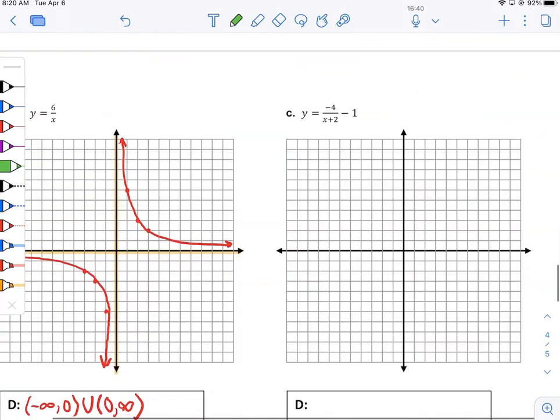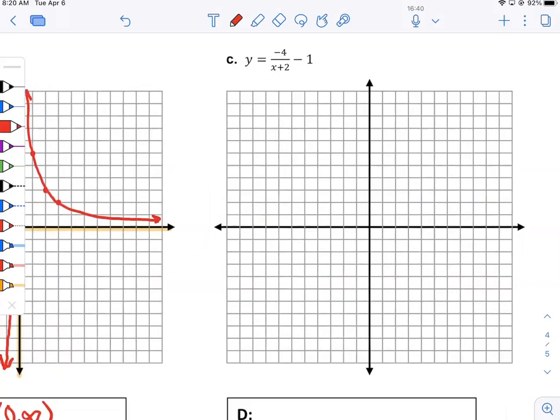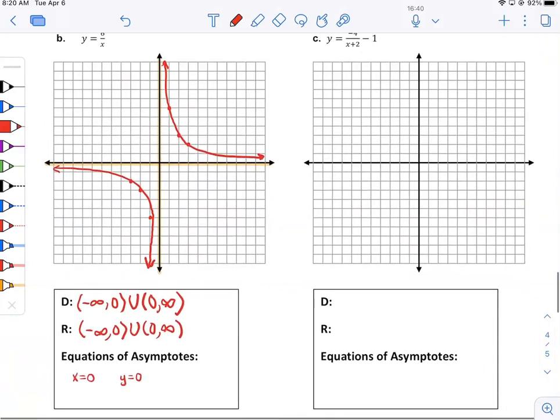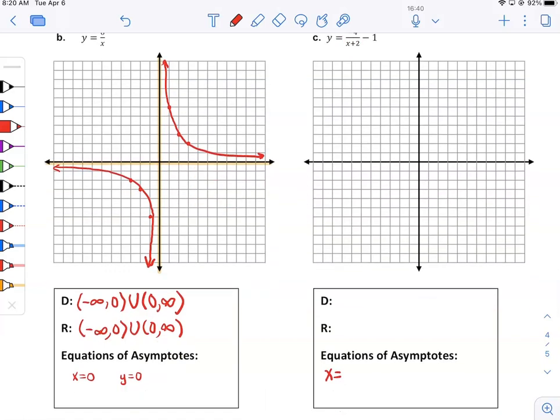So part C, we have y equals -4 over x plus 2 minus 1. So our x asymptote, our x equals, which is going to be our vertical asymptote, comes from that bottom number. It's x plus 2. So since it's a positive 2, you have to change the sign. X is always tricky like that. And your asymptote is at x equals -2.